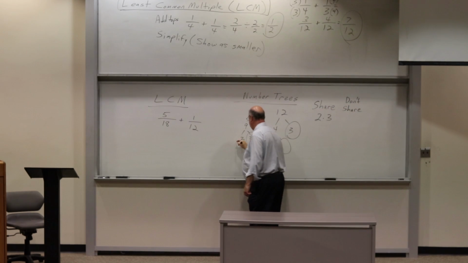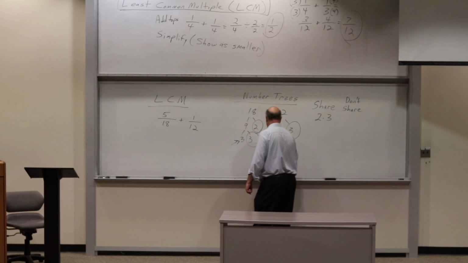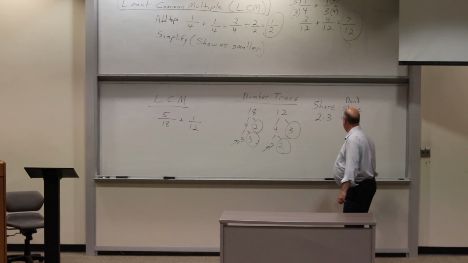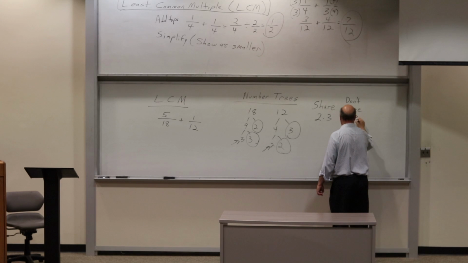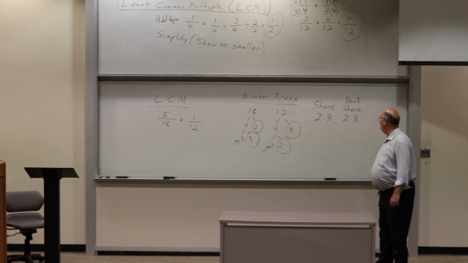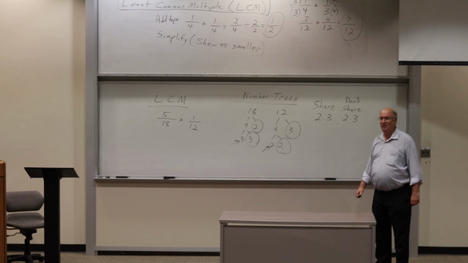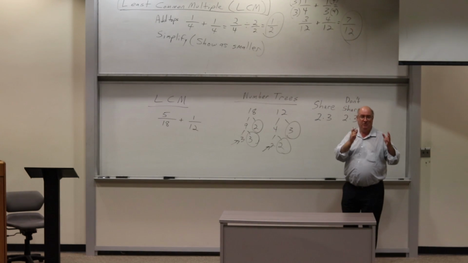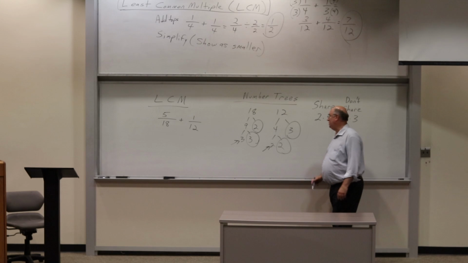Well, they don't share the other 2 and they don't share the other 3. So we'll write that down. At this point, we can multiply all 4 numbers. A lot of people don't like doing that because it gets confusing. So they say, all right, I'll do one piece at a time. We'll do shared times the ones that aren't shared.